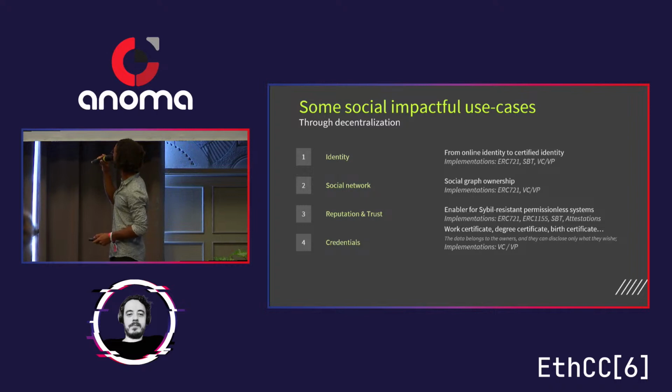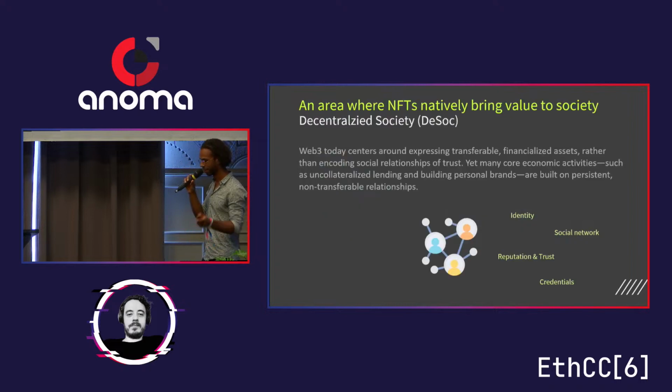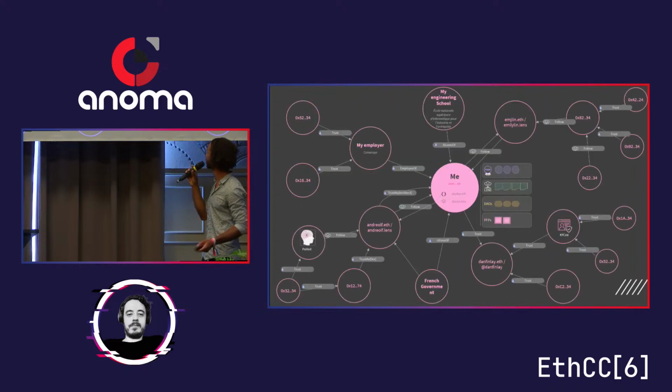My favorite use case is identity, as I talked about before. So you can see the implementation that you can use for this kind of case. Identity basically is everything from your name to your national identity and so on. Social network with social graph, reputation and trust, credentials, and so forth. My main area of exploration is a decentralized society, and this enables this kind of use case. It's nearly the last slide.